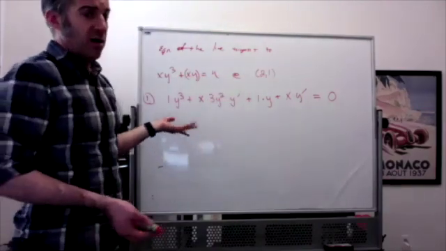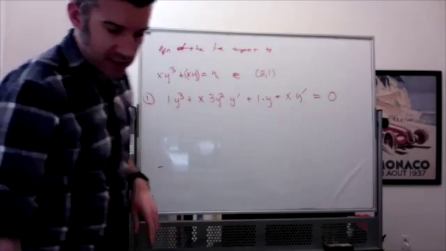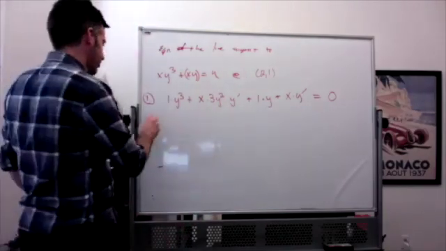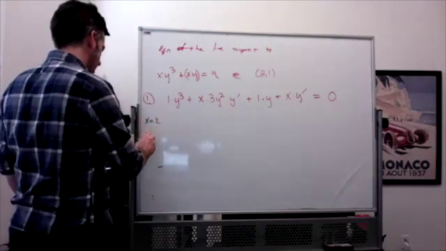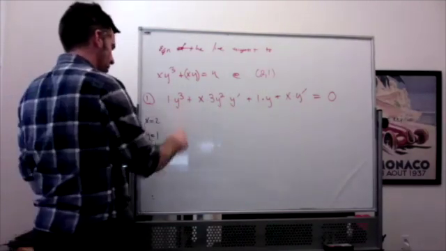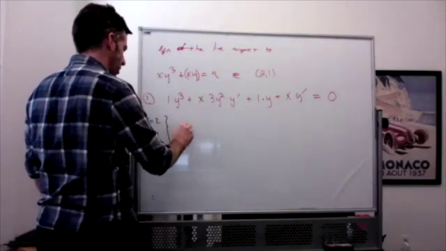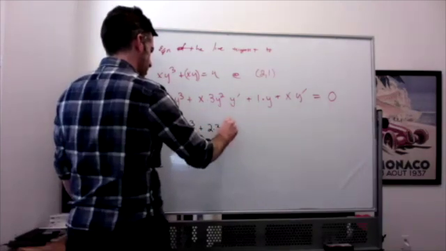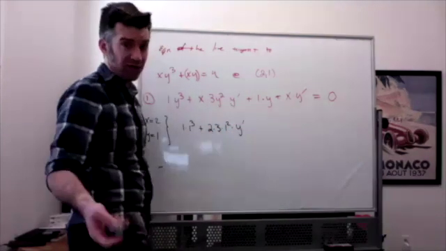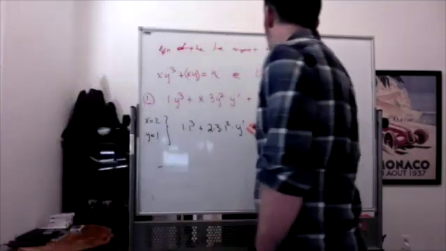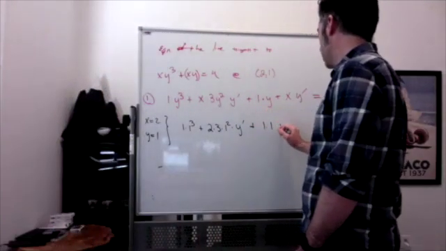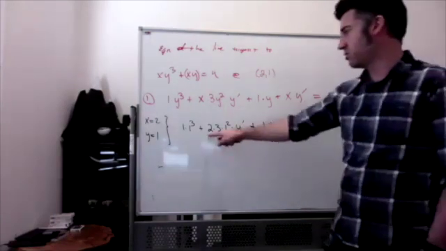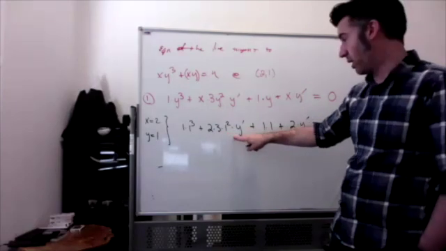But I have found it's usually easier to plug in now if we're just trying to find the slope. So I'm going to plug in x equal to 2, y equal to 1. I'm going to get 1 times 1 cubed. In fact, you could totally write it out: 1 times 1 cubed plus x is 2 times 3 times 1 squared times y prime, which is what we're solving for. We're not plugging in for it. Plus 1 times 1 plus 2 times y prime equal to 0.